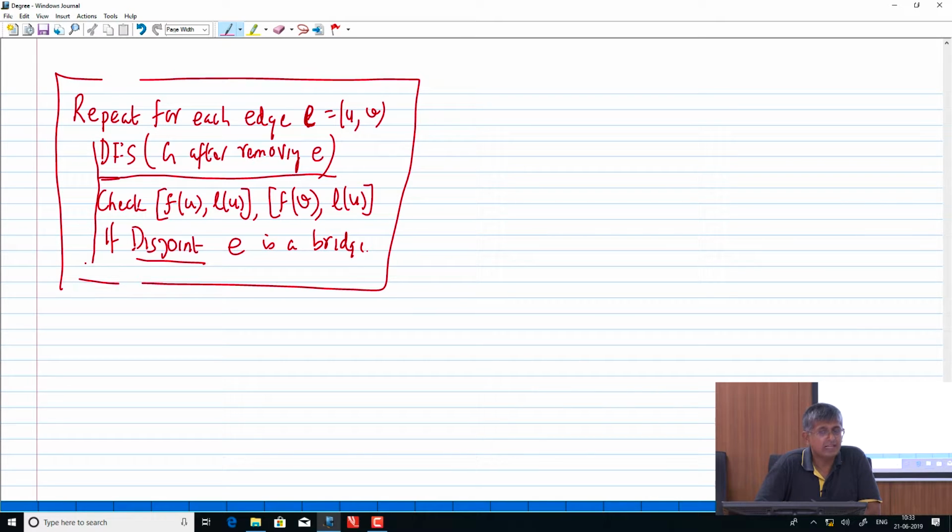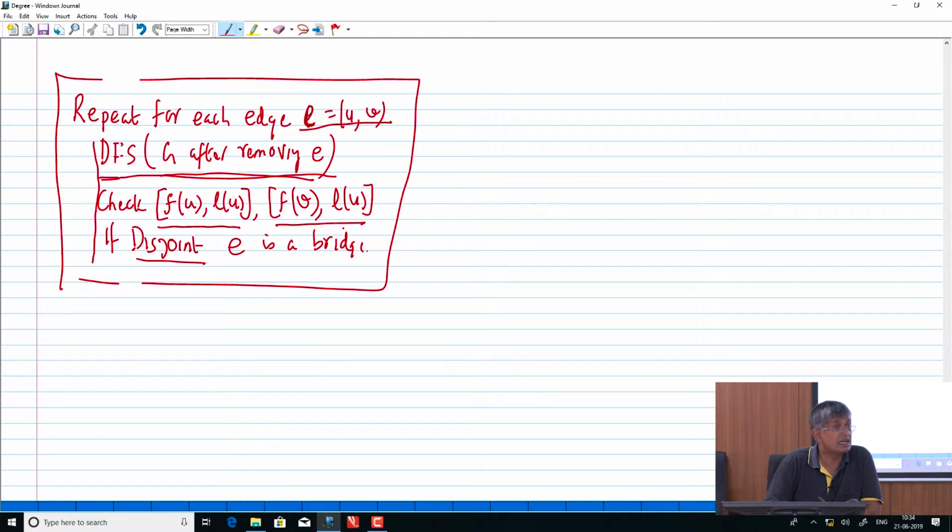Again, everything that I am stating is in terms of the data that I have gathered by doing a depth first search, right? You want to check whether the graph has a bridge or not, and I also want to count all the bridges. So I repeat the following three steps for each edge E. I remove the edge E from the graph, that's the first step. Then I run a depth first search. After running the depth first search for every vertex, I promise you that we would have calculated this interval: F of u, L of u, F of v, L of v.